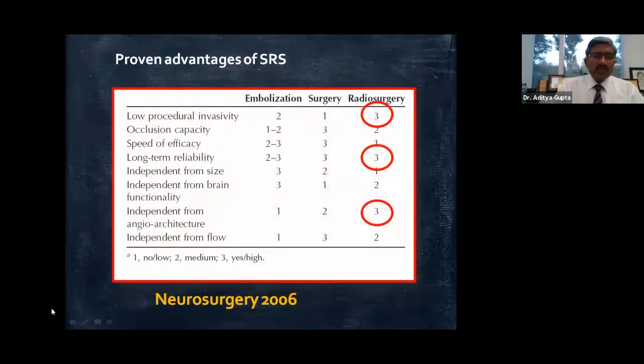Now, without going too much into the decision-making part, let me say that there are some advantages of radiosurgery that are well proven. One is the non-invasive nature of the radiosurgical treatment. The second is the proven long-term reliability across hundreds of scientific reports of high quality, and the long-term durability of the radiosurgical effect. Now, one very attractive attribute of radiosurgery for AVMs is that it is relatively independent from the angio architecture. So that is something which is very valuable to be used for a particular patient.